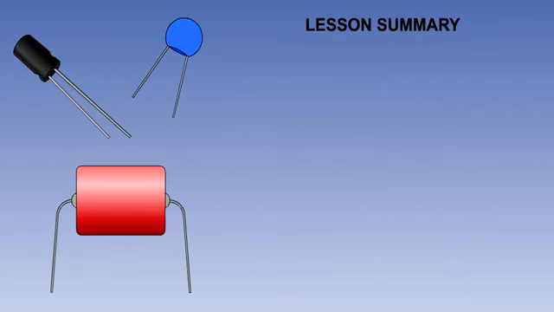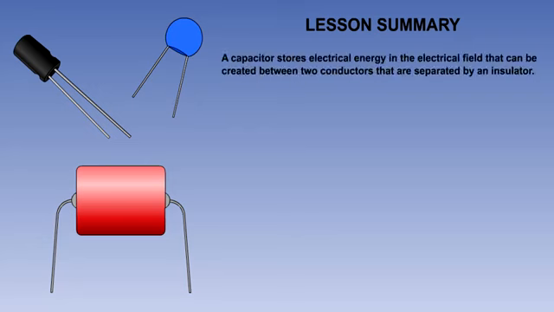That is the end of the lesson. Here are the main points you should take from it. A capacitor is a device that stores electrical energy in the electrical field that can be created between 2 conductors that are separated by an insulator.